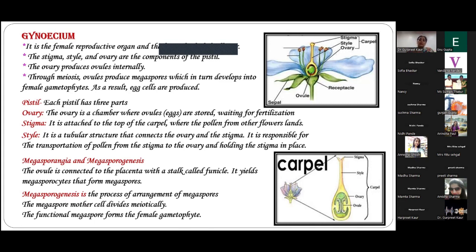So megasporangia and megasporogenesis. Genesis means synthesis of megaspores. Where will they be present? In the megasporangia. So the megasporangia will contain megaspores, which will have the egg, and it gets fertilized with the male gametes, which are 2 in number.